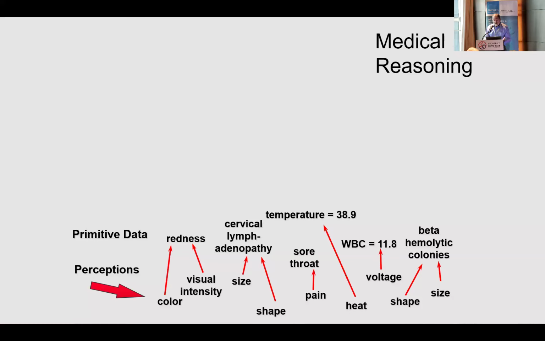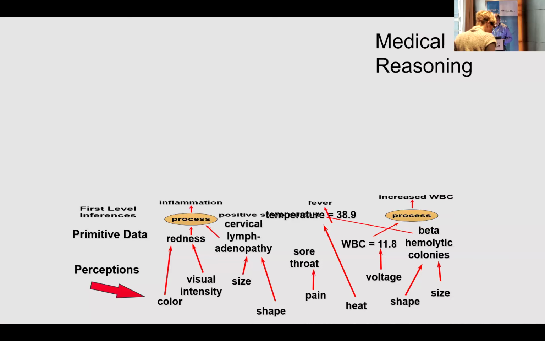Then what happens is that we turn that into primitive data, if you will. We say, well, based on the color and the visual intensity, this is red. Looking at the shape of things and sizes, I can say there's cervical lymphadenopathy. I can measure an actual temperature. The pain I can say is a sore throat. From voltages on Coulter counters, I can say I've got a white blood count of 11.8, and looking at a culture plate, I can see beta hemolytic colonies that are growing there. So that now becomes primitive data.